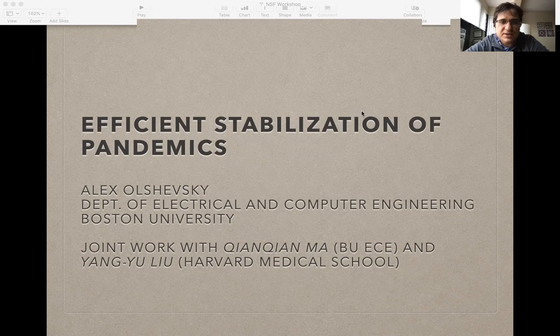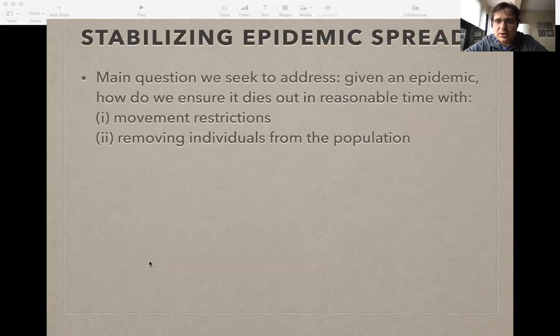I'm going to tell you about some joint work with my student, Chen Ma, and my collaborator, Yang Yu Lu. So the question that I want to talk about is, given an epidemic, how do we ensure it dies out in a reasonable time if we can maybe control how the various individuals in the population interact, or perhaps we can remove the individuals from the population.